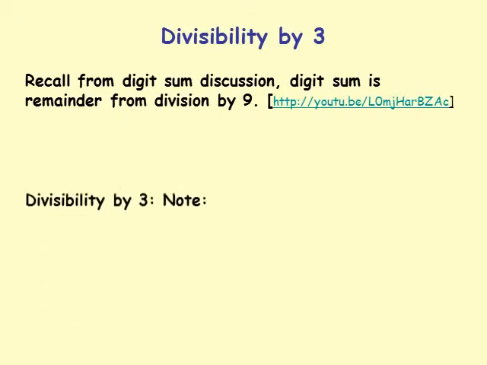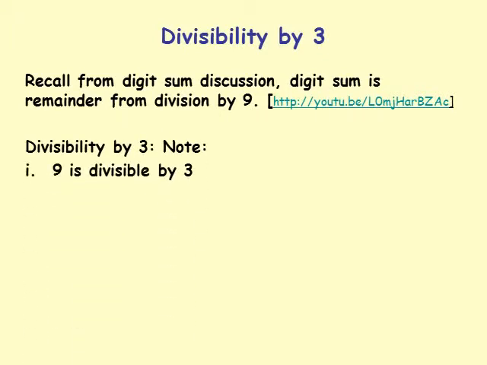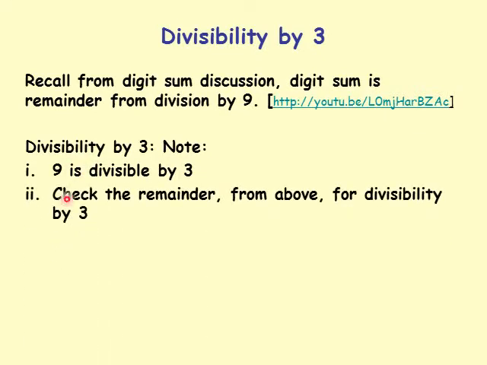Let's continue. So what are we going to do? 9 is divisible by 3. Okay. So we need to first take out all the 9s we can from the number, and whatever is left over would be the same thing as the remainder of dividing that number by 9.